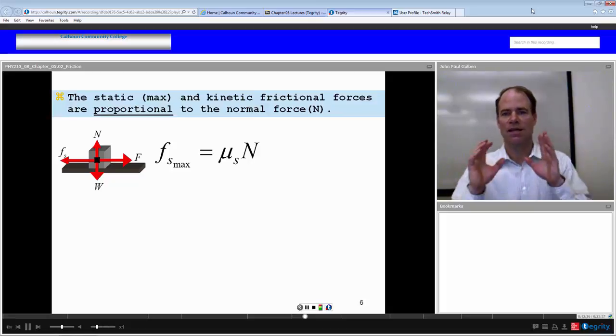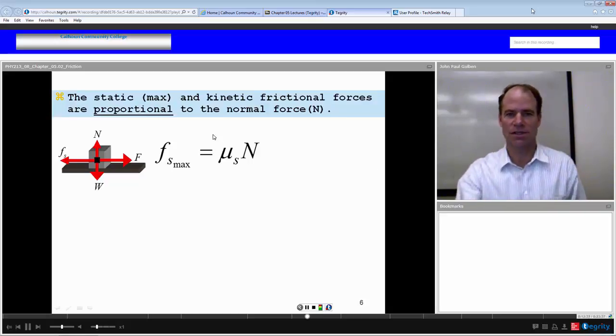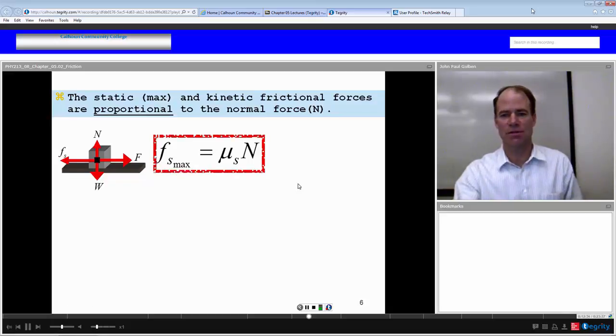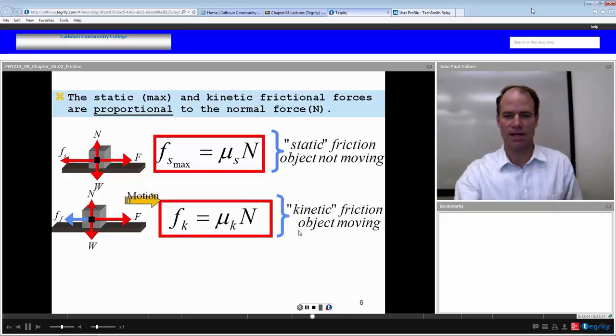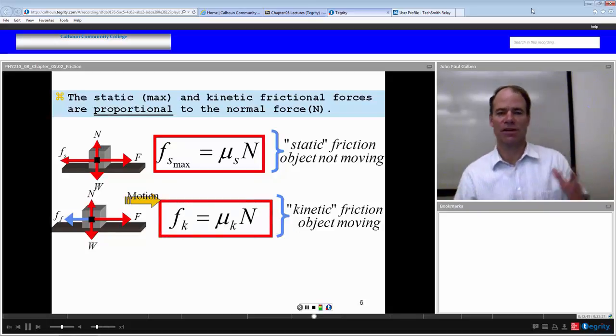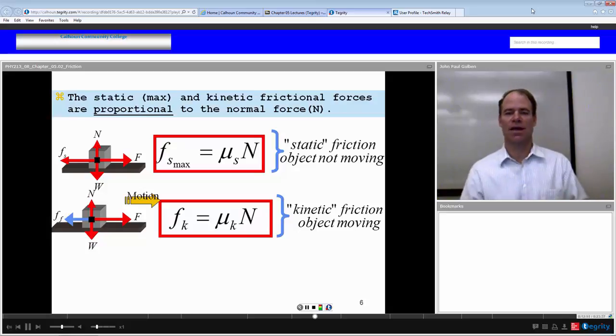And the factor of proportionality is called the coefficient of friction. The static coefficient of friction is designated by mu sub s, and the kinetic coefficient of friction is designated by mu sub k. If the object's moving, it's going to have a kinetic friction on it, and if the object's stationary, it's going to have a static friction on it.